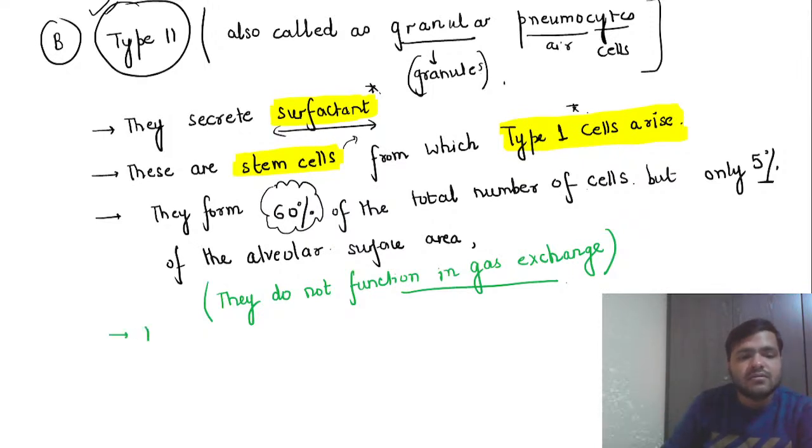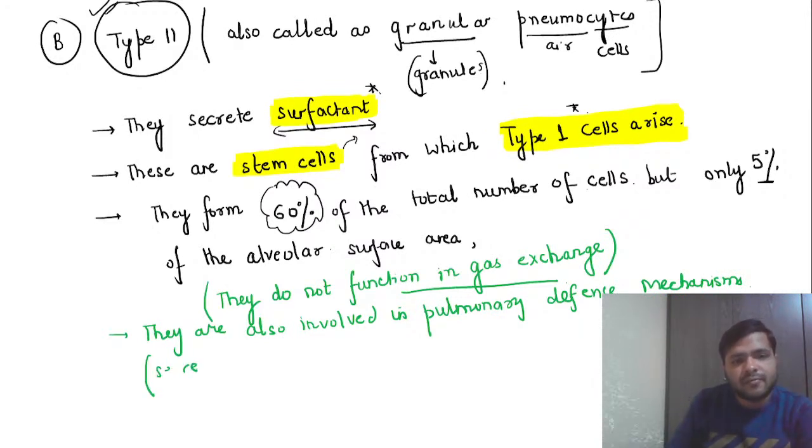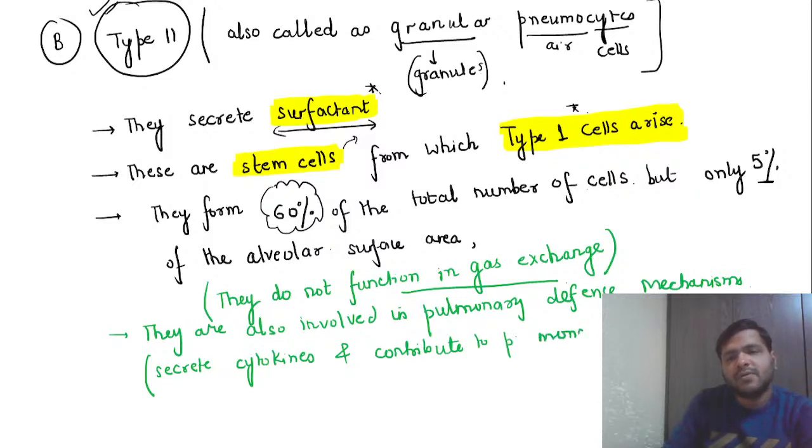Now remember, these cells are also involved in pulmonary defense mechanisms, because they secrete cytokines and contribute to pulmonary inflammation.